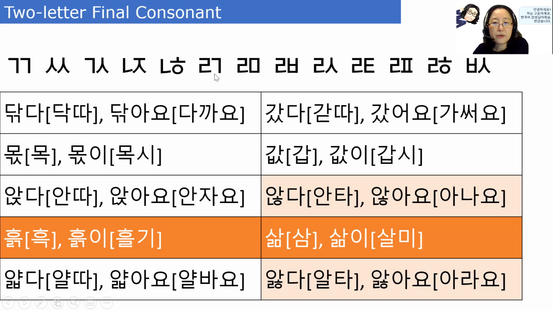We can divide the rest of the two-letter final consonants by the r combination. 1, 2, 3, 4, 5, 6, 7 of them are r combinations, and the rest are different. So you can divide them with the other combinations: 4 of them, and r combinations, 7 of them. The rules are a little bit different.